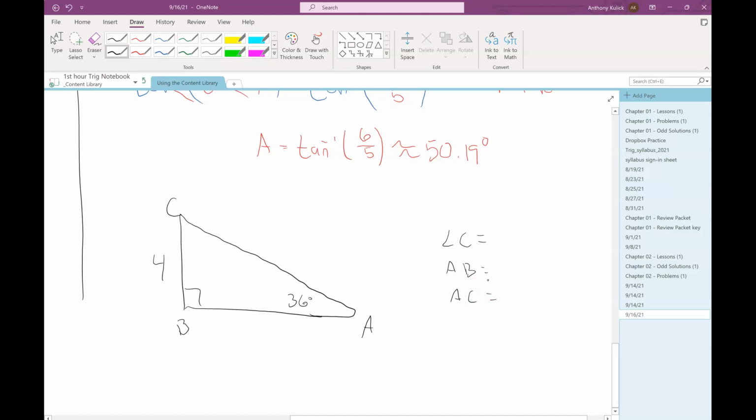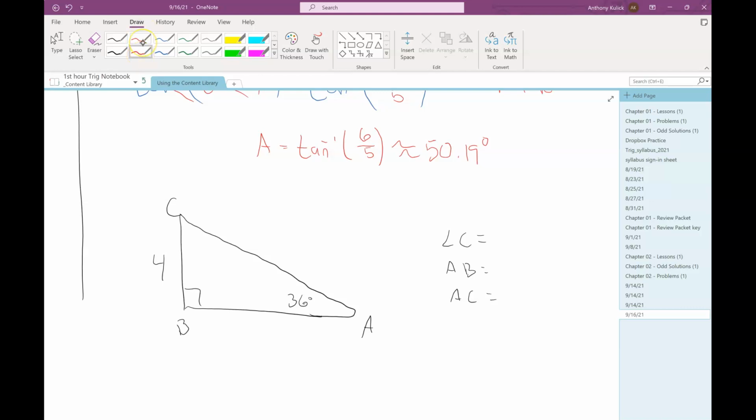Okay. So this one's a little bit different in that instead of being given two side lengths, I'm given one side and one angle. So this is the other situation that you could run into. You can't ever have a situation where you're given two angles. There's just not enough information to come up with the side lengths from that. So you'll either be given two side lengths or a side and an angle.